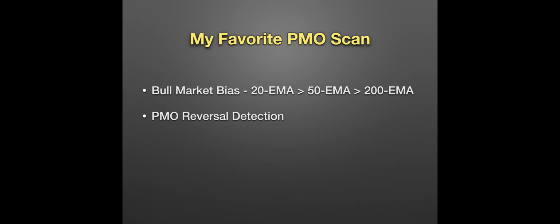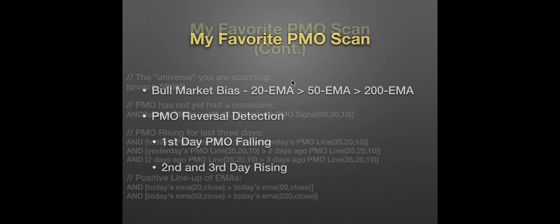Then I'm looking for detecting a PMO reversal. So this particular scan comes up with PMO bottoms, and the PMO bottoms are above the zero line. So it really sets you up to find those stocks that are showing new strength. I look at the first day being the PMO falling, the second and third day it's rising. And that's how I determine whether we've got a nice PMO reversal going on.